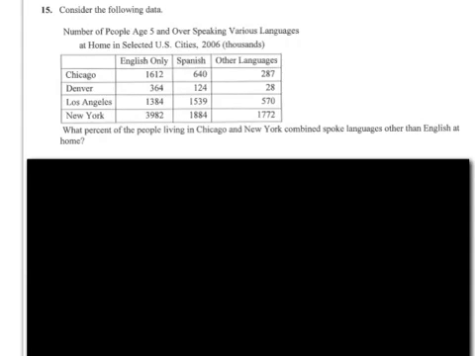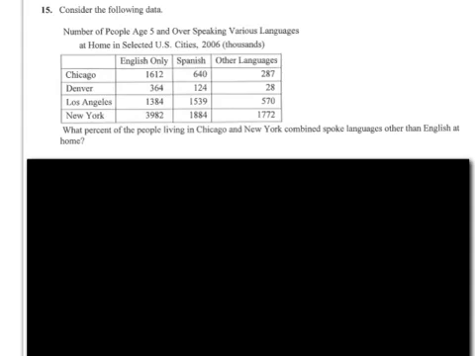Okay, 15. Consider the following data. We have the number of people aged 5 and over speaking various languages at home in selected U.S. cities in 2006. So we have 4 different cities listed, and they speak English only, Spanish, or other languages, and this is the number of people. Question here, what percent of the people living in Chicago and New York spoke languages other than English at home?